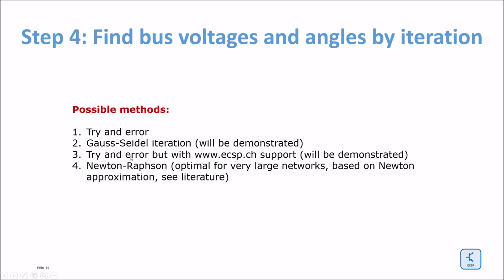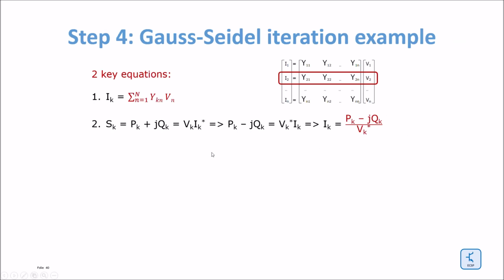Then there is another try and error, but a little bit more sophisticated, which is easy and where you can find the result quickly. This is my software, which I want to propose later on. It will be demonstrated. And then the fourth one is the Newton-Raphson iteration. This is optimal for very large networks. It's pretty complicated to set up the equations, but it works, and there I refer to the literature. I'm going to explain now the Gauss-Seidel iteration.